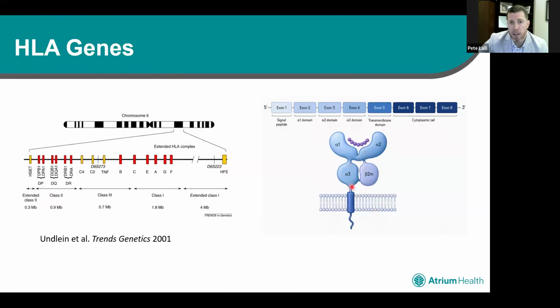And then beta 2 microglobulin, which is a non-polymorphic protein, is made on another chromosome, gets produced, and then associates with this. Basically, it's to help hold the hand into place. It kind of is a structural protein that allows the molecule to stay in place and hold the peptide that we want to present to the T cells.